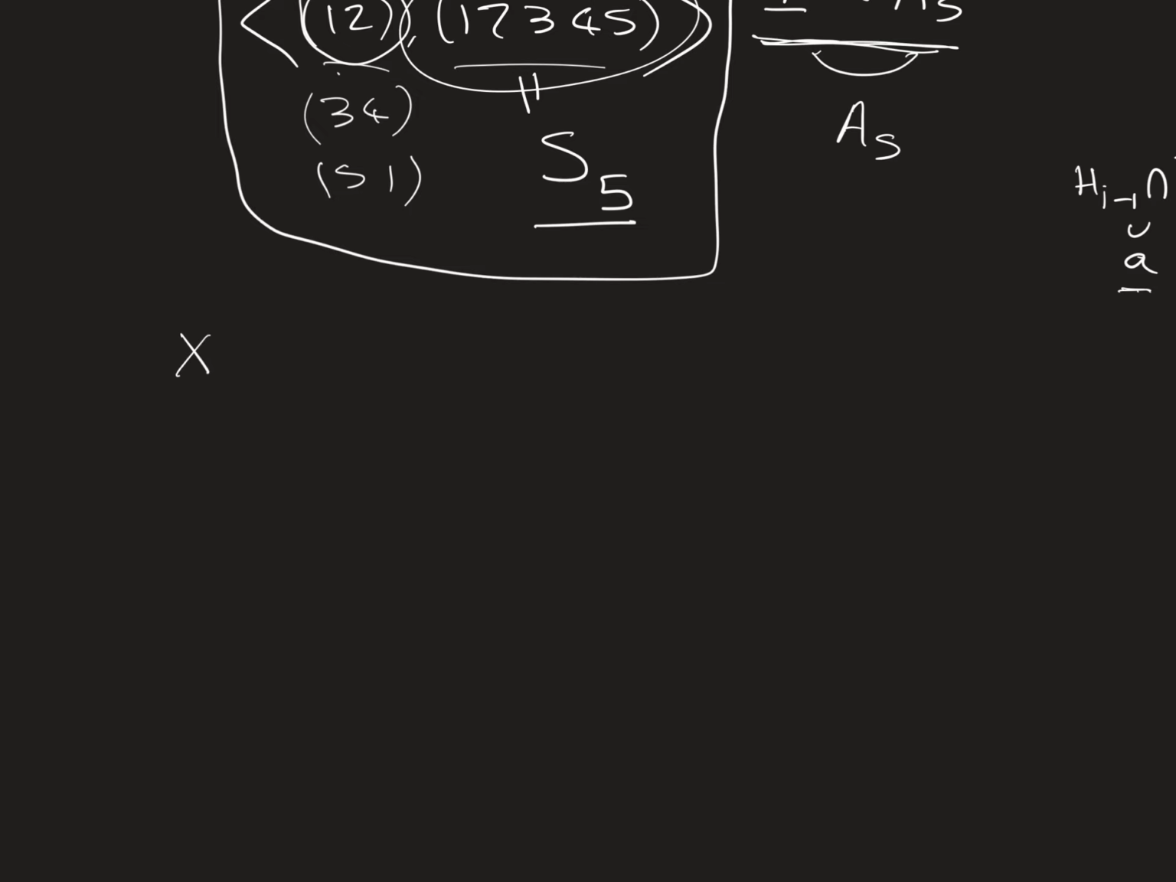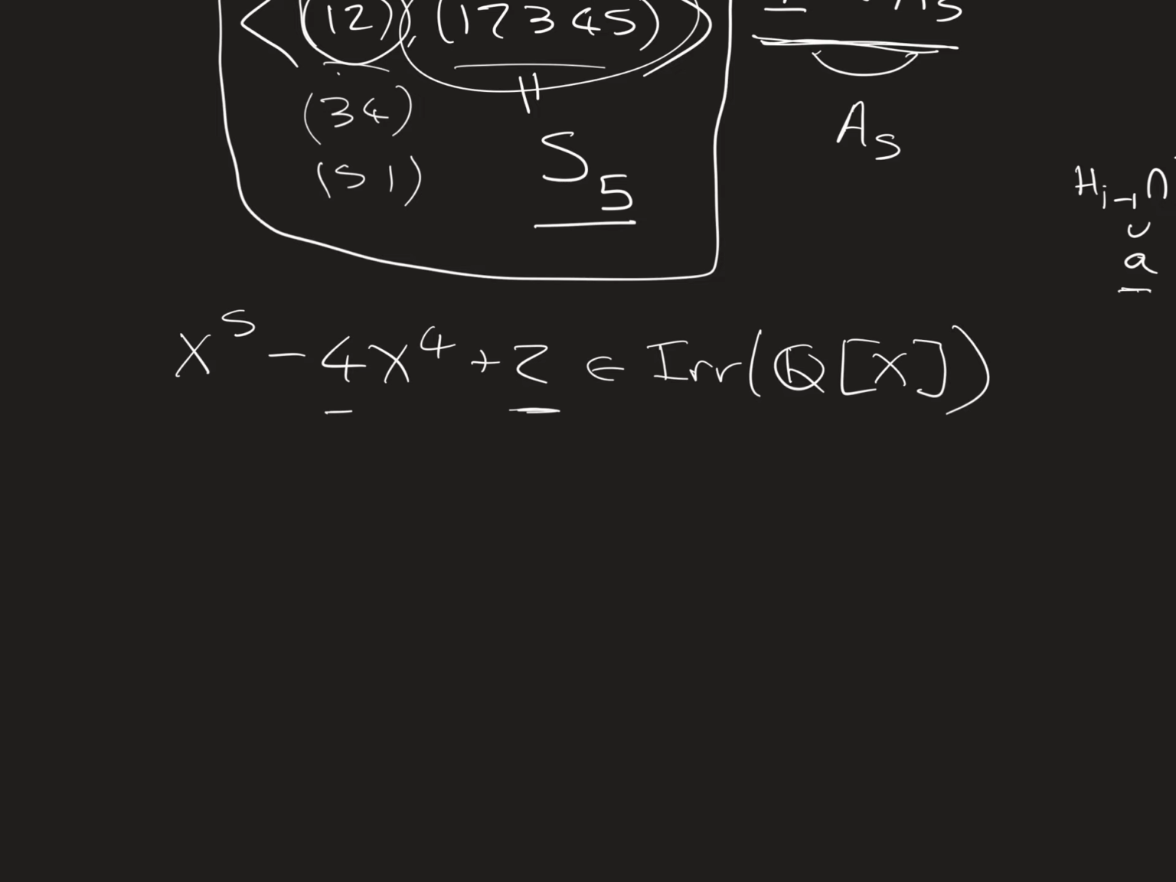So let's write the polynomial out again: x^5 - 4x^4 + 2. It's irreducible, firstly, by Eisenstein with the prime 2. So it's an irreducible polynomial, an element of the irreducible polynomials with coefficients in the rationals. Strictly, by Eisenstein it's irreducible over the integers, but then by Gauss's lemma, it's irreducible over the rationals.